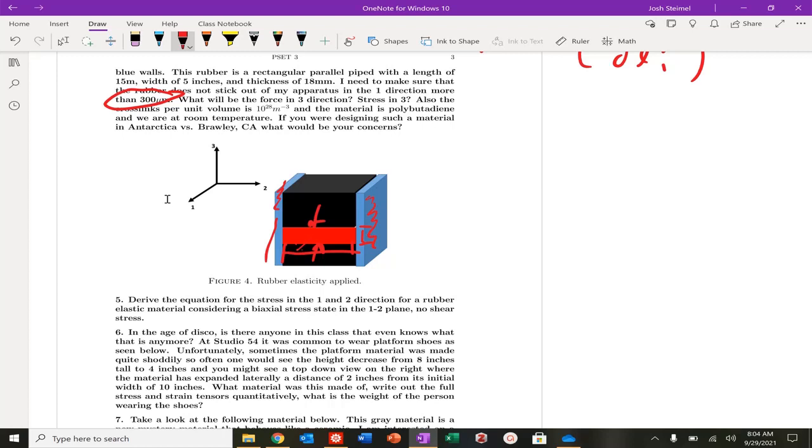So we're really interested only in the force in the 3 direction, the stress in the 3 direction, and we're also given some values that will help us calculate our Young's modulus in this material, and also the forces. So let's go ahead and work with this.